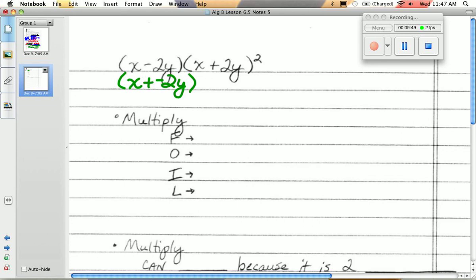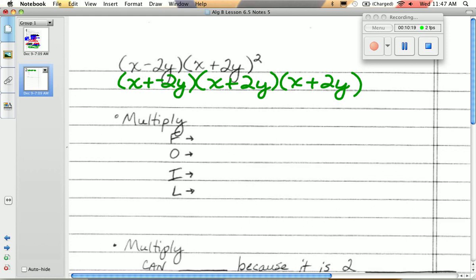So what's x plus 2y squared? It means there's 2 of that one: x plus 2y, x plus 2y. That's what x plus 2y in parentheses with an exponent of 2 on it means. It doesn't mean that there's 2 of both. The exponent of 2 is only on the one set of parentheses, so only that one has 2 of itself.